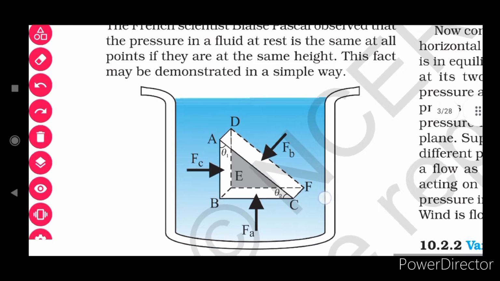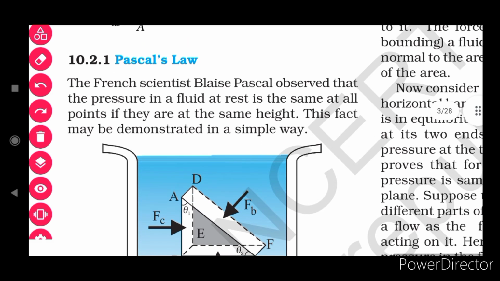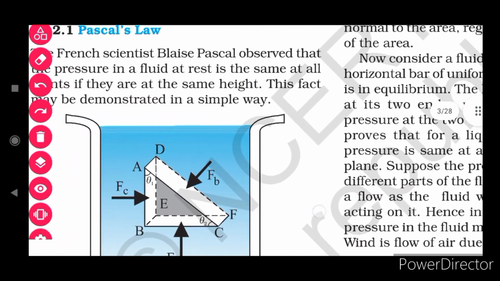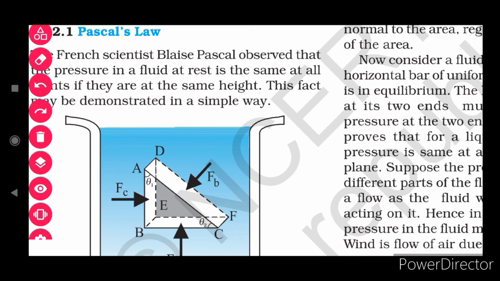After this we have a law, Pascal's law, given by Blaise Pascal, and what does it tell us? It tells us that the pressure transmitted through an enclosed liquid is transmitted equally and in an undiminished way to all parts of the liquid.